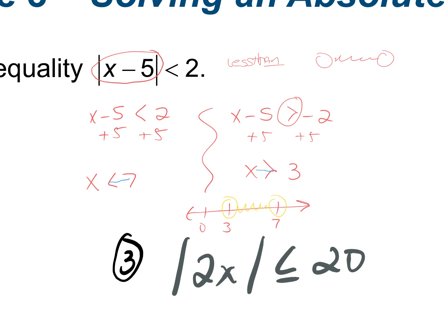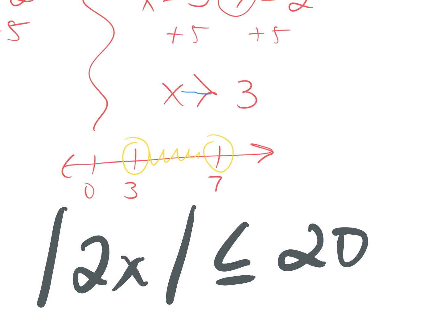0 minus 5. Negative 5. What's the absolute value of negative 5? 5. Is 5 less than 2? No. So that means I'm good to go. So first part of my answer is right there.